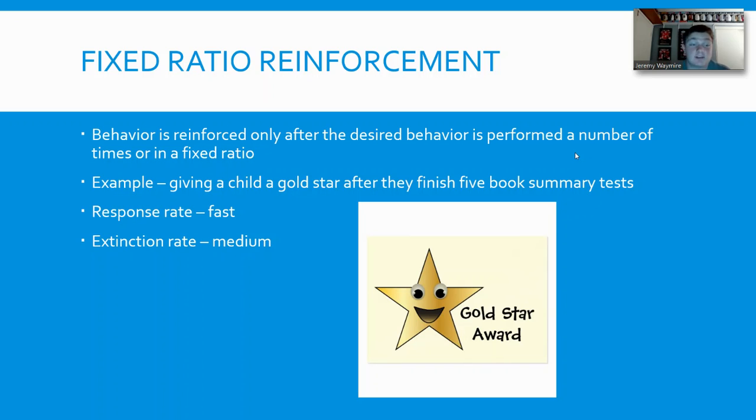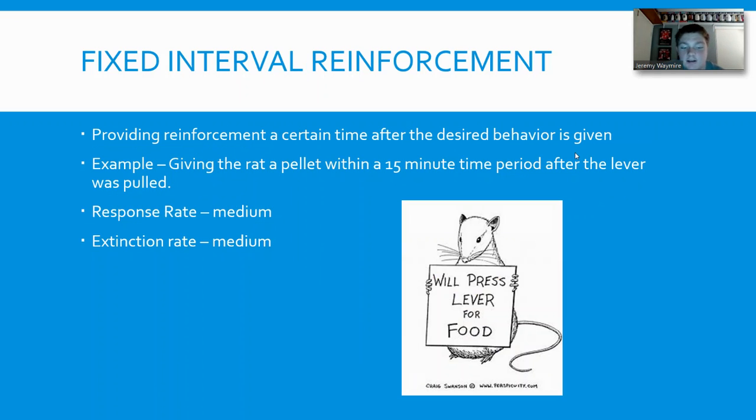And the extinction rate, which is the most important one, is medium. So students will learn that, oh, if I do this behavior, I'll be rewarded. They'll continue to read, and that's the important part. So that's fixed ratio. Fixed ratio is really simple to think about. Not everyone is good at math, but you can use math: 5 to 1. So in this one, 5 summary tests gives you 1 gold star. Just think of it as ratio, and then fixed means it doesn't change.